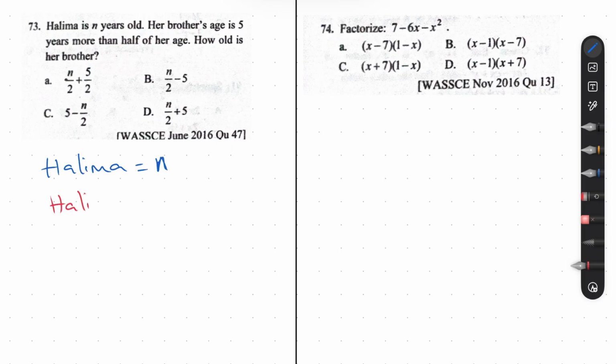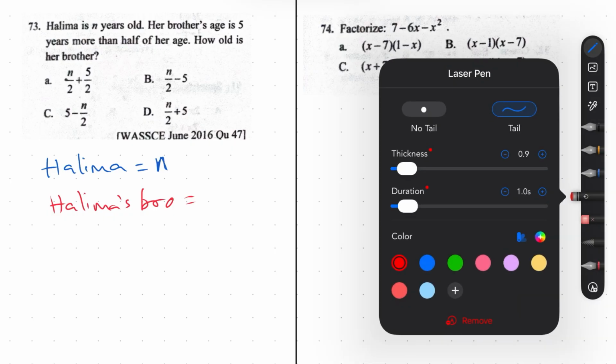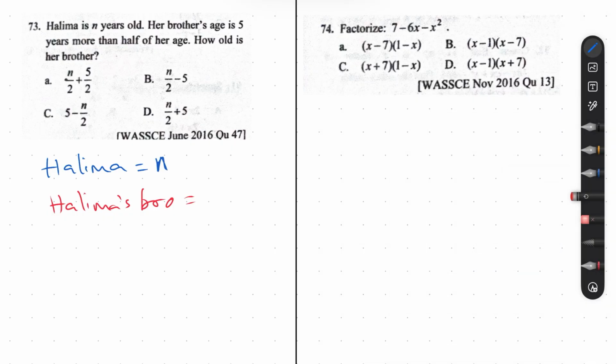Halima's bro. What is this? It says her brother's age is 5 years more than half her age. So 5 years more than half of her age. What is half of her age? Half of her age will be her age divided by 2, right? Okay, so let's write that down.